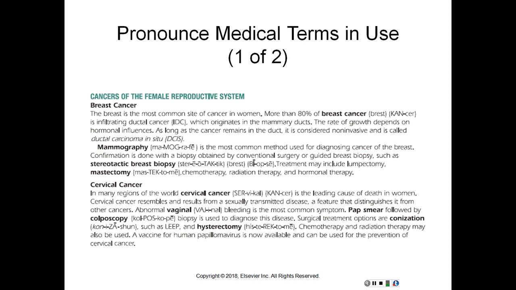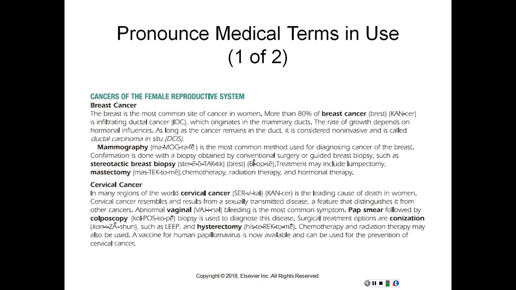So we have the breast is the most common site of cancer in women. More than 80% of breast cancer is infiltrating ductal cancer, which originates in the mammary ducts. The rate of growth depends on hormonal influences. As long as the cancer remains in the duct, it is considered non-invasive and is called ductal carcinoma in situ. Mammography is the most common method used for diagnosing cancer of the breast. Confirmation is done with a biopsy obtained by conventional surgery or guided breast biopsy, such as stereotactic breast biopsy. Treatment may include lumpectomy, mastectomy, chemotherapy, radiation therapy, and hormonal therapy.